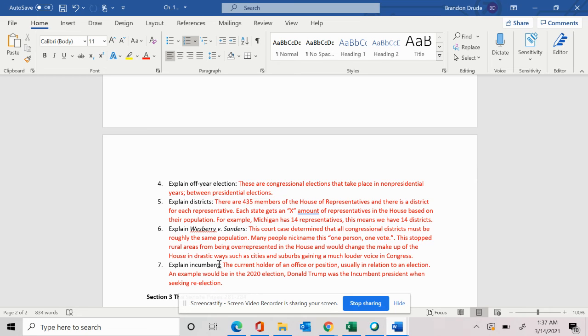So let's say for our representative, we have Representative Sanders, and Representative Sanders is in his election, and he wants to be reelected. Well, he would be the incumbent representative running for the office. Now, they don't have to be reelected. They can just end it, but that is the current office holder of the position. A perfect example of this is in the 2020 election, Donald Trump was the incumbent president seeking reelection against Joe Biden at the time.